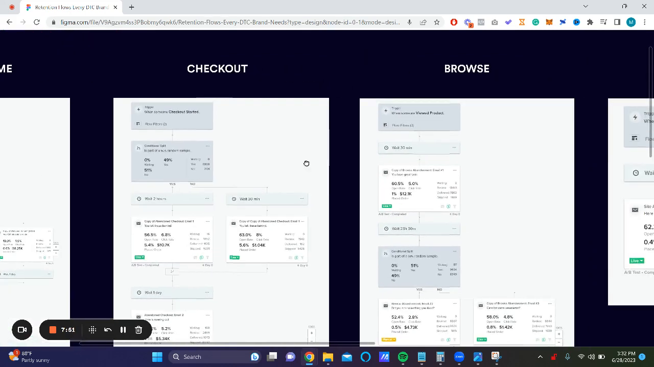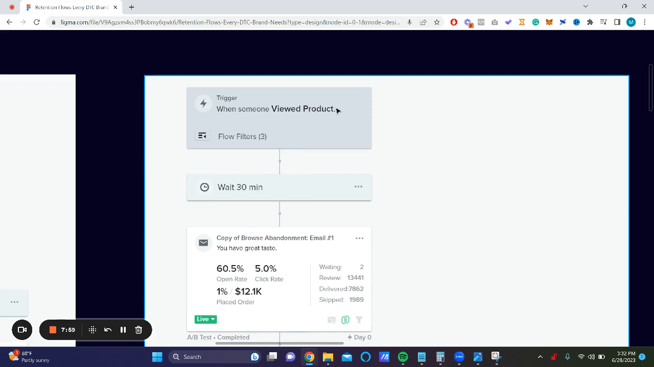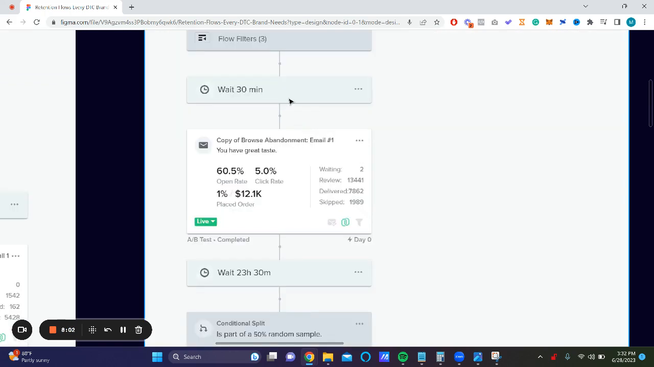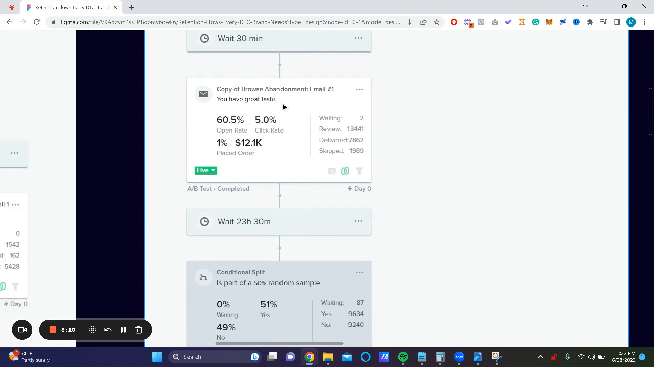All right. So how do we structure the browse abandonment? So browse abandonment is basically anybody who views any product, but doesn't add any of the products to their cart. All right. So again, you're going to want to A/B test the time delay here. We tested everything from 4 hours to 30 minutes. And then the first one is going to be a reminder.